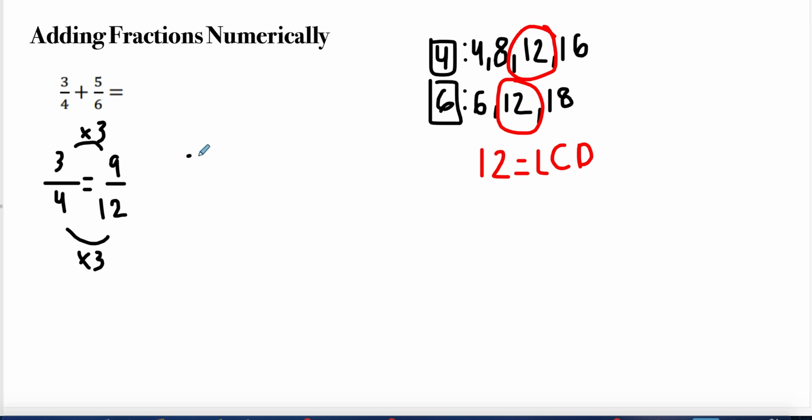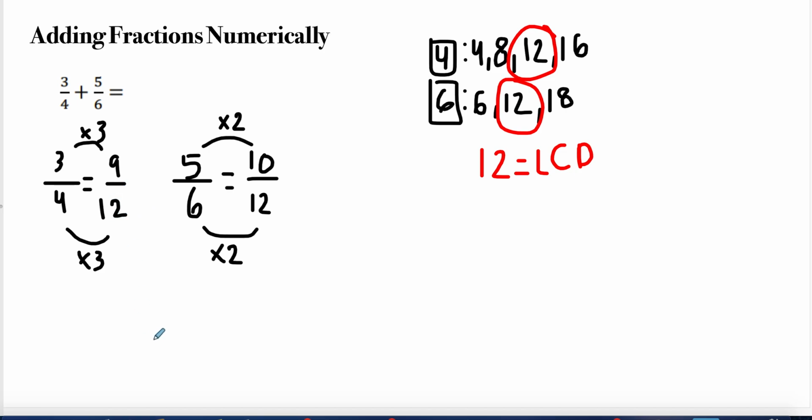And I'm going to do the same with 5/6. So 5/6, let's figure out how many 12ths that's equivalent to. So I know that 6 times 2 is 12. So I need to multiply the numerator times 2. 5 times 2 is 10.